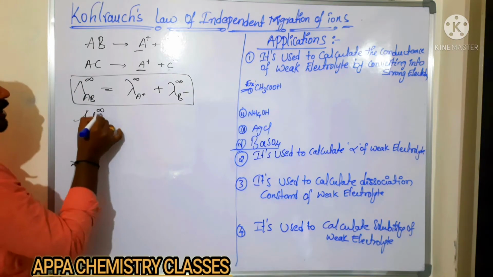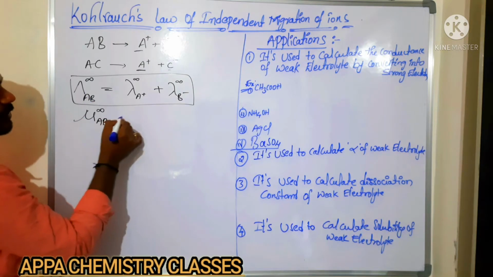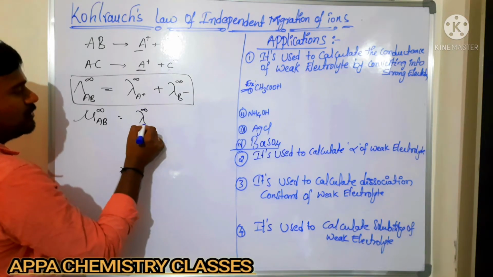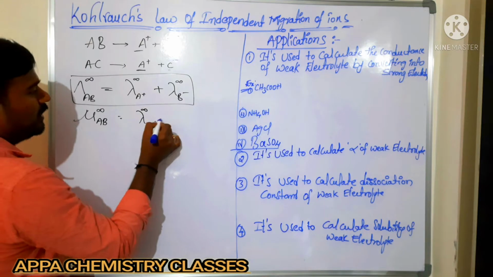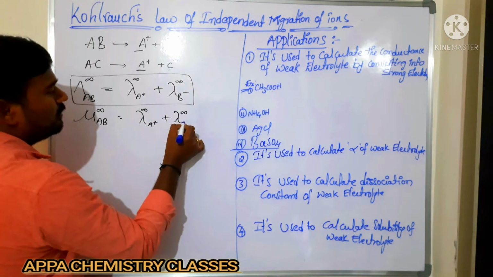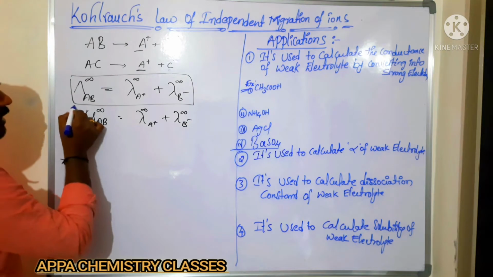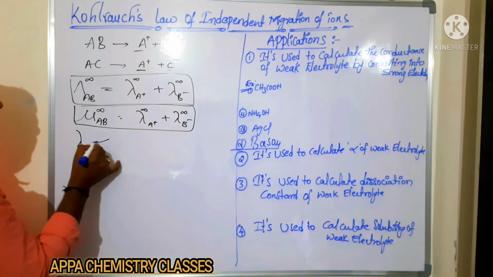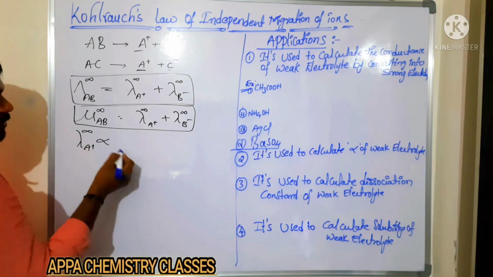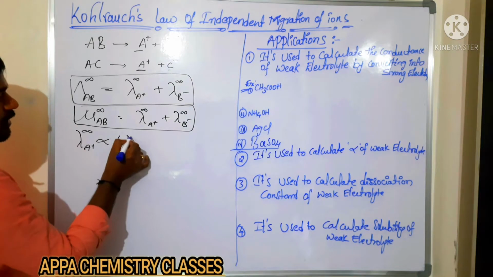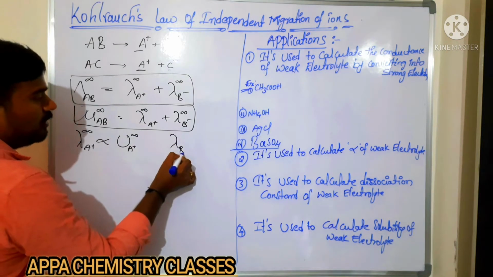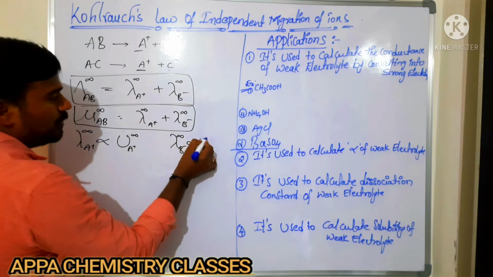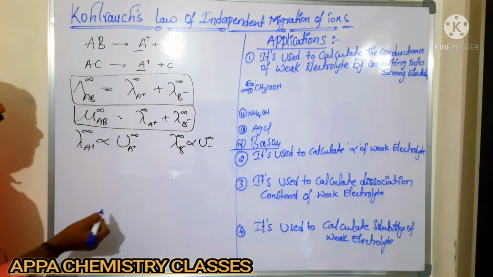For limiting molar conductance, what happens? It is the sum of the ionic conductances at infinite dilution, the molar ionic conductance of cation and anion. So here the molar ionic conductance is directly proportional to the mobility of the cation at infinite dilution, and the ionic conductance at infinite dilution of the anion is directly proportional to the mobility of the anion at infinite dilution.